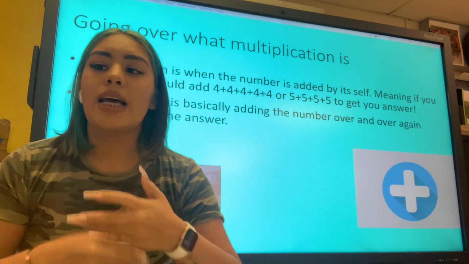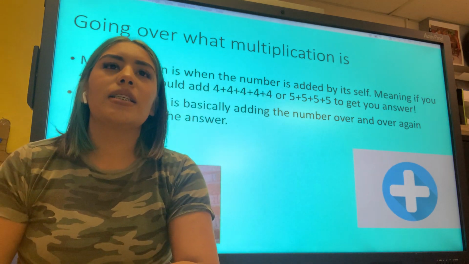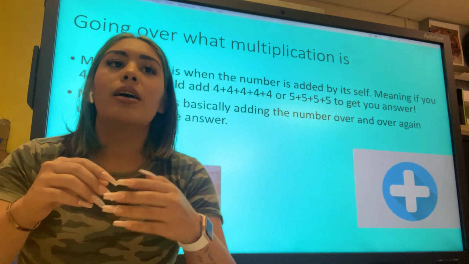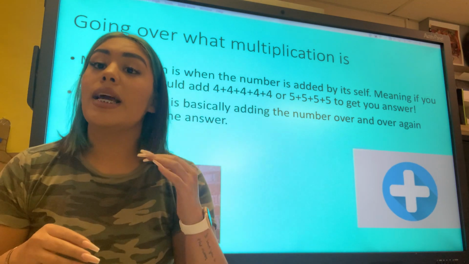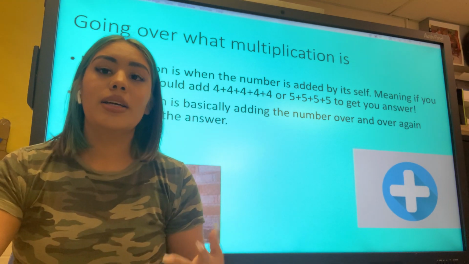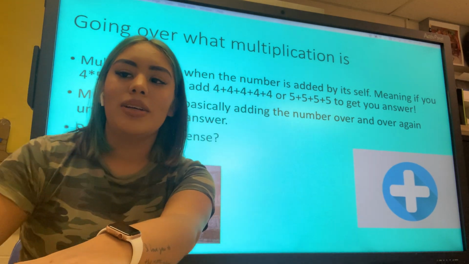Multiplication is basically just adding the number over and over again until you get the number. And this is the shortest way of doing it. This way it's not you sitting there doing 10 times 20. So you're going to write 10 20 times or 20 10 times. Does that make sense to everybody? Does anybody have any questions so far? Okay, let's keep going.